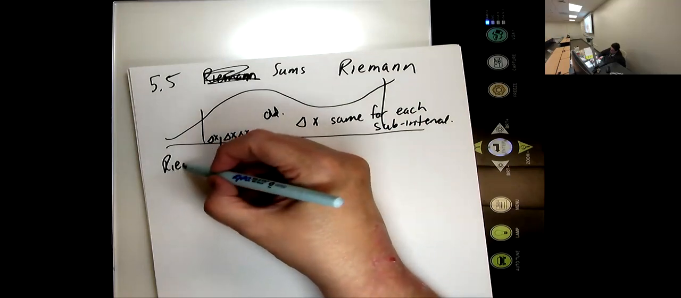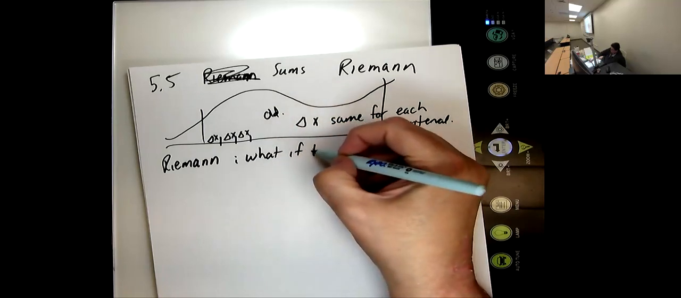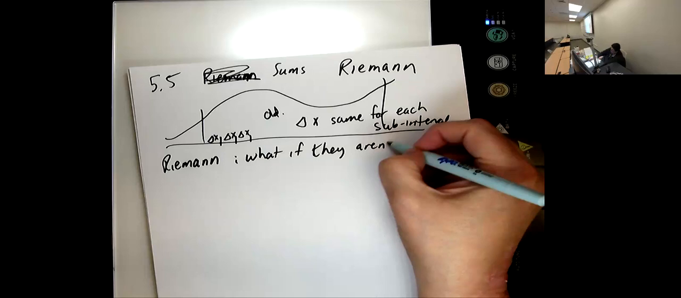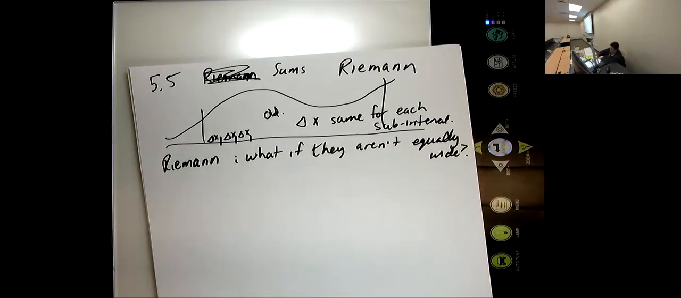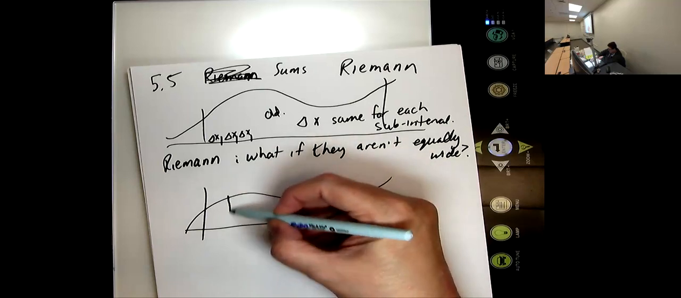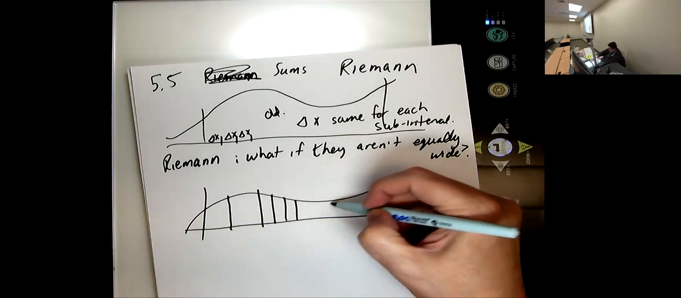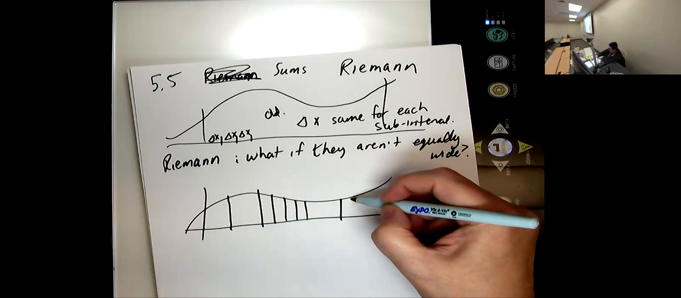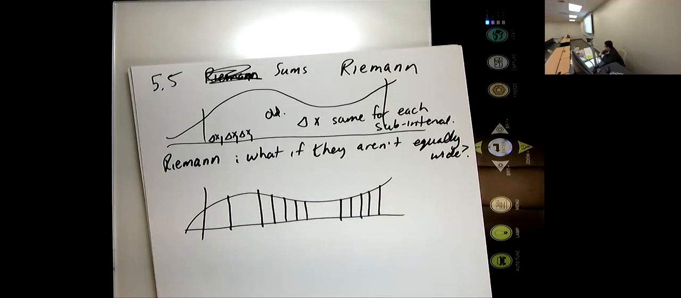Riemann said, what if they aren't equal widths? What if we had something like this? We're like, oh, this one's fairly flat here. We can make it pretty wide. But where it gets a little bit steeper, we're going to do it a little bit narrower. And where it flattens out, maybe we'll widen it back up. And then when it gets steeper, we'll go shorter. So different widths. Still trying to find the area. Remember, that's the end goal here. Find the area is the end goal.